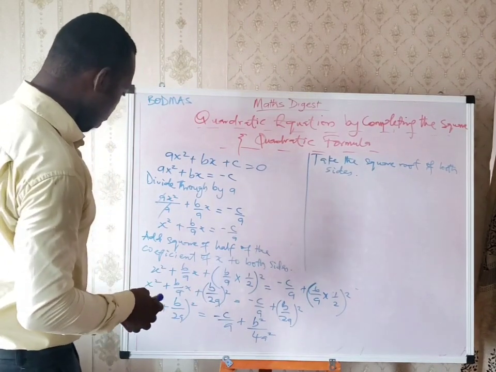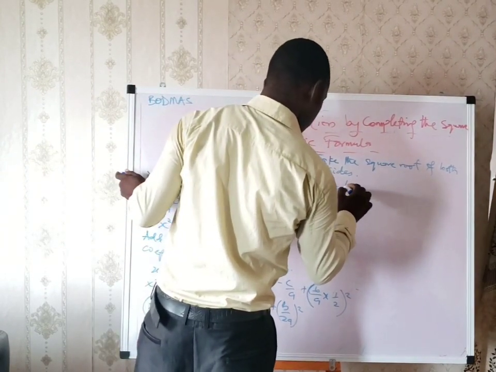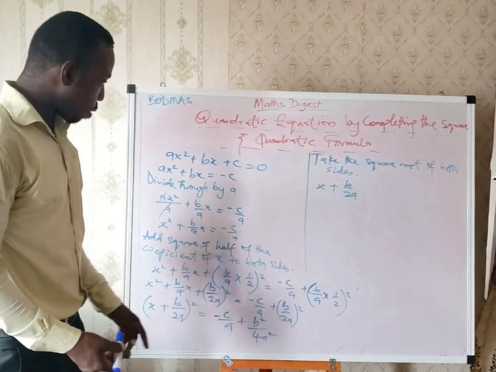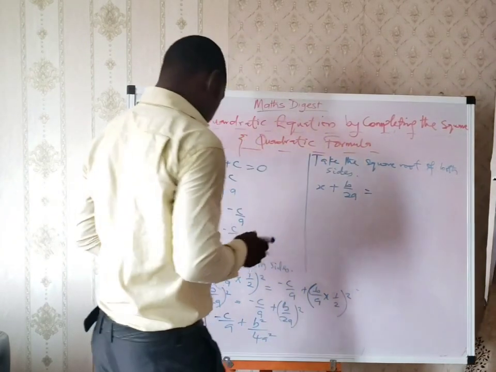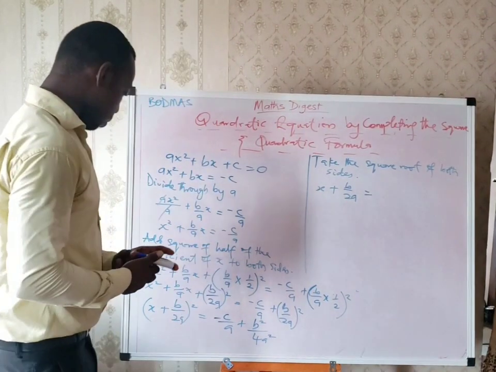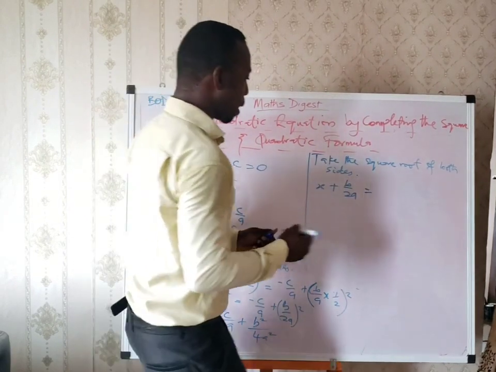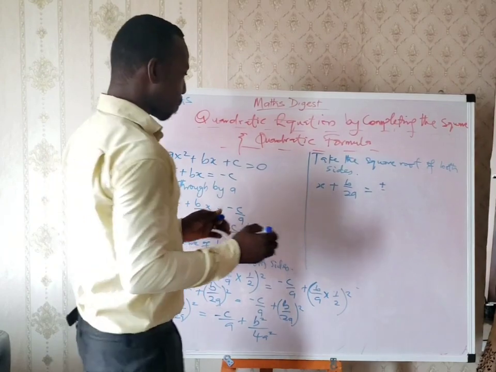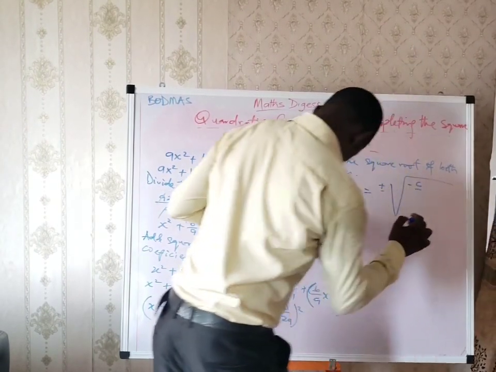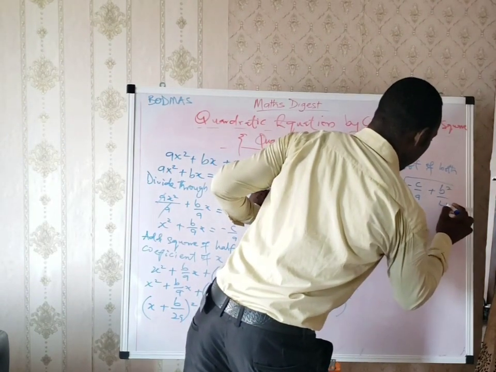Good. Now on taking square root of both sides, we have that this will now be x plus b over 2a. The square will cancel the square root. Now we have equal to, before we do that, please, when you are taking the square root here, remember, we are going to employ this sign, plus or minus. Now we have square root of all of this, which is minus c over a plus b squared over 4a squared.